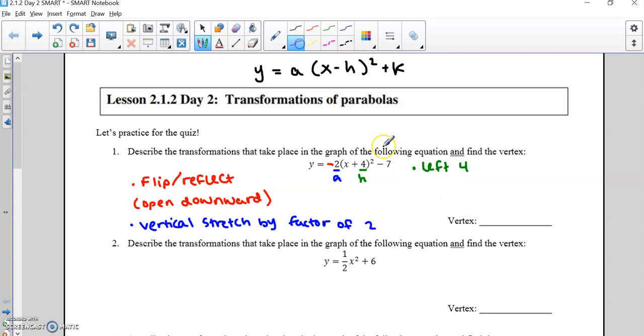Alright, and last but certainly not least, we have K. Now, our K is pretty straightforward. If it's negative, it goes down. If it's positive, it goes up. So we know we are going to move down 7.